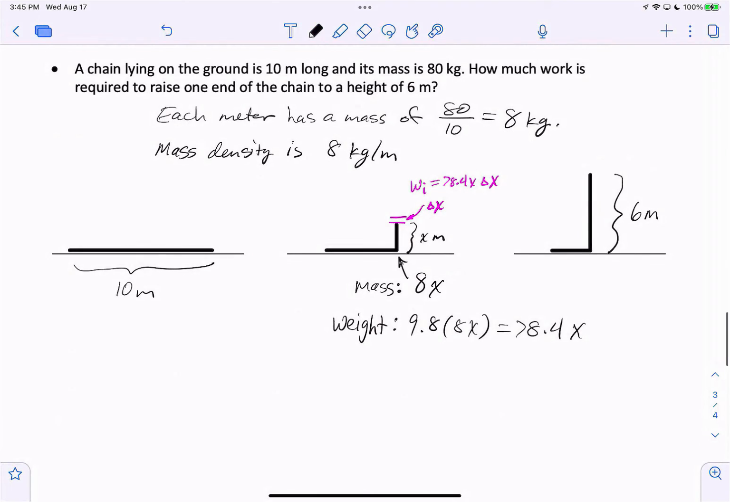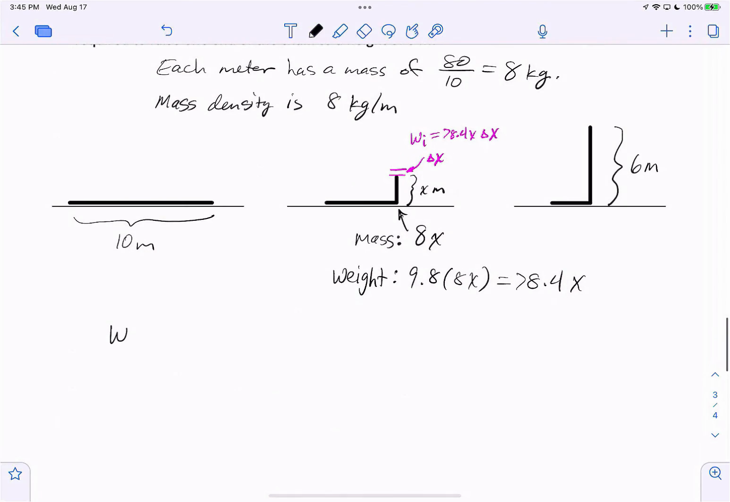We've got an infinite number of those little increments. That's going to lead us to an integral. The work done is going to be an integral. We'll deal with the limits in just a minute. 78.4x dx. At the start of this, none of the chain is being supported, so 0. At the end of it, 6 meters of the chain is being supported, and so this is an integral from 0 to 6.